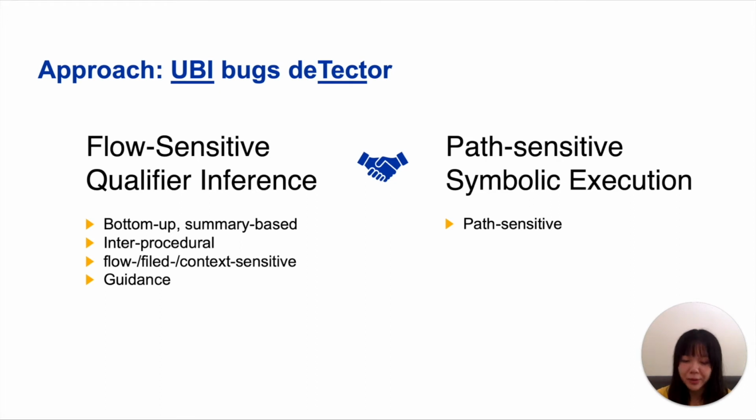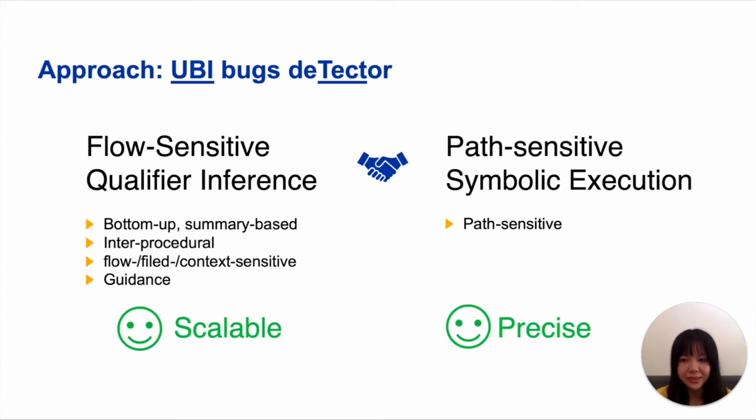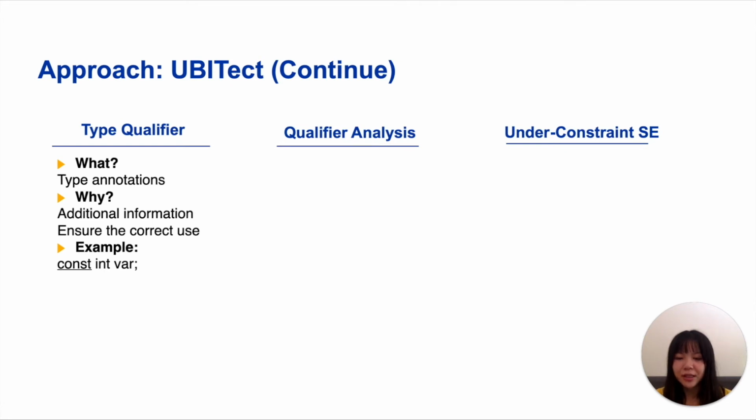Qualifier analysis adopts a bottom-up, summary-based analysis, which means each function is analyzed only once. This enables us to do inter-procedural analysis in the whole kernel. Then, the qualifier analysis is precise, as it uses inter-procedural, flow-sensitive, field-sensitive, and context-sensitive analysis. Third, qualifier analysis generates some guidance to help symbolic execution reduce the path searching space, which helps improve the scalability. And under-constrained symbolic execution is path-sensitive, which ensures precise analysis. Combining flow-sensitive qualifier analysis and path-sensitive symbolic execution to automatically report UB bugs in the Linux kernel can be relatively scalable and precise.